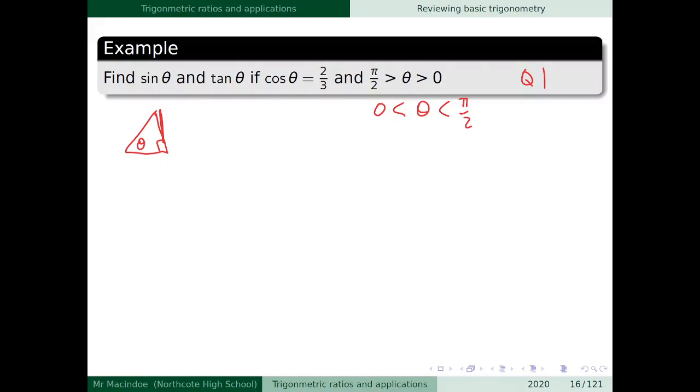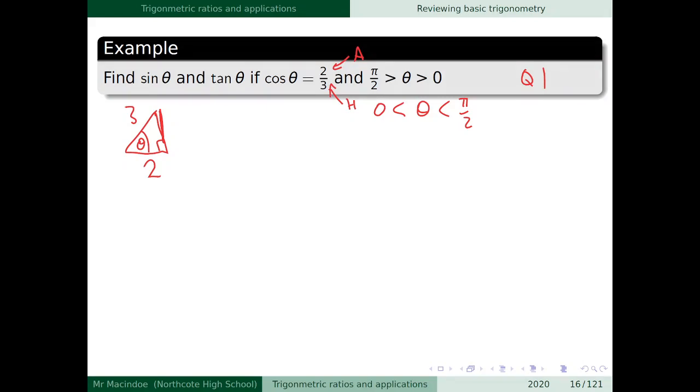Comes as a bit of a surprise, but that's okay. So again, knowing our SOHCAHTOA, the top one is going to be your adjacent, that one's going to be your hypotenuse. We've got 3 and we've got 2. That side is adjacent to this angle here. And the side length opposite the right angle is always going to be the hypotenuse.